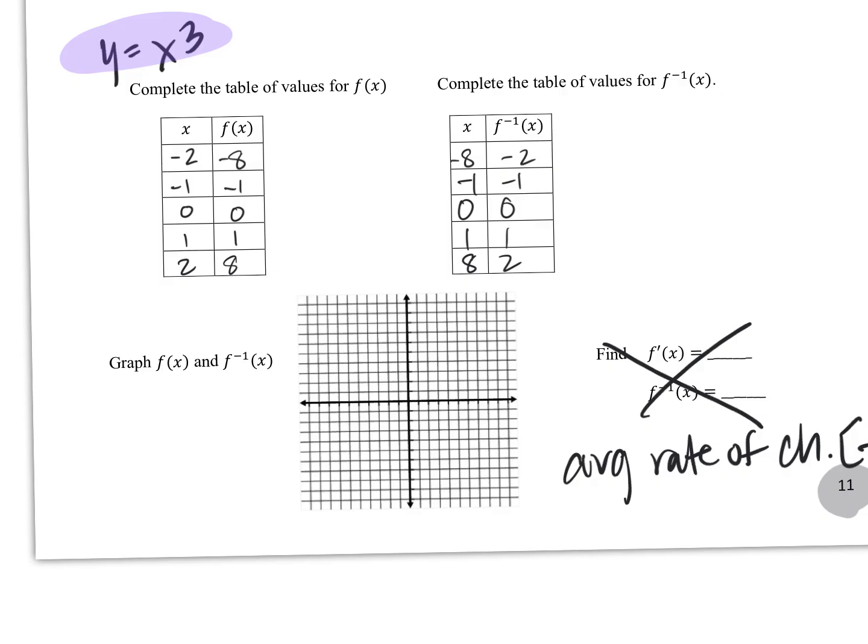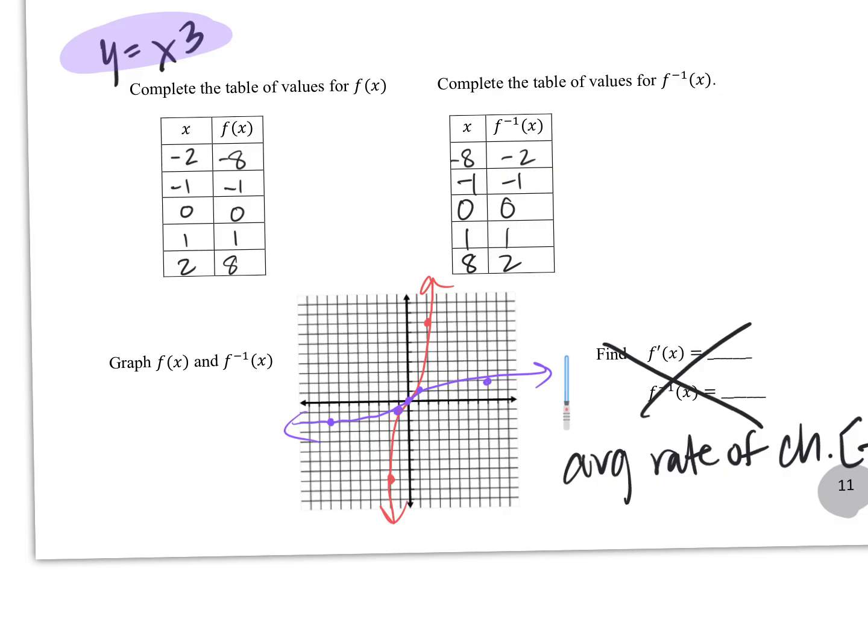I'm going to go in red. -2, -8. 2, 4, 6, 8. Then -1, -1, 0, 0, 1, 1, 2, 8. Does that look like the cubed graph we're used to seeing? Yeah. Then when I go to plot its inverse, -8, -2, lots of points overlap, and that's fine. We go like this. Anyone remember what the inverse of x cubed is, this purple graph?